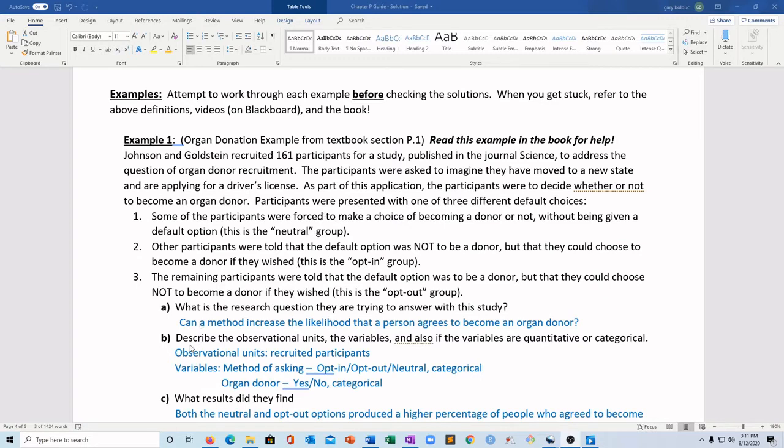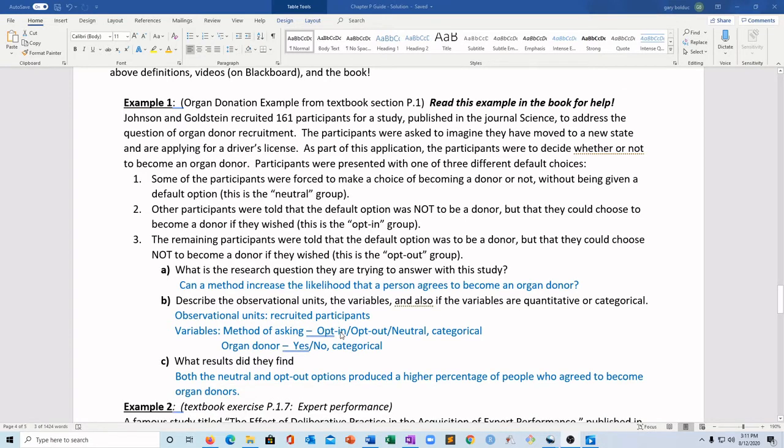Okay, so part B says, describe the observational units, the variables, and if those variables are quantitative or categorical. So, observational units from above. Remember, the observational units are, what are you actually looking at to get the data? So let's think about this. Well, we've got a participant in this study who fills out the form. We look at their form and we're getting information from them. And so the observational units are going to be those participants. Every participant gives us information.